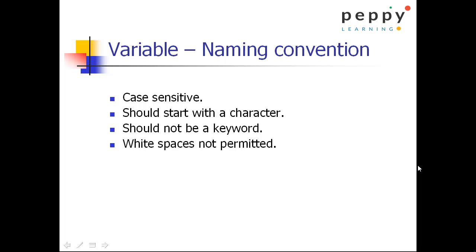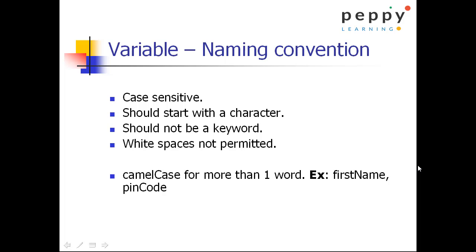White spaces are not permitted. When you have more than one word in your variable, to separate these words you can use camel case or underscore, but you are not supposed to use white space. You will use camel case for more than one word. As I told, first name, first is one word, name is another word. When you are using this as a variable name, first will be completely in lowercase letters and name will have the first letter uppercase and the rest of the letters lowercase. Same with pin code.